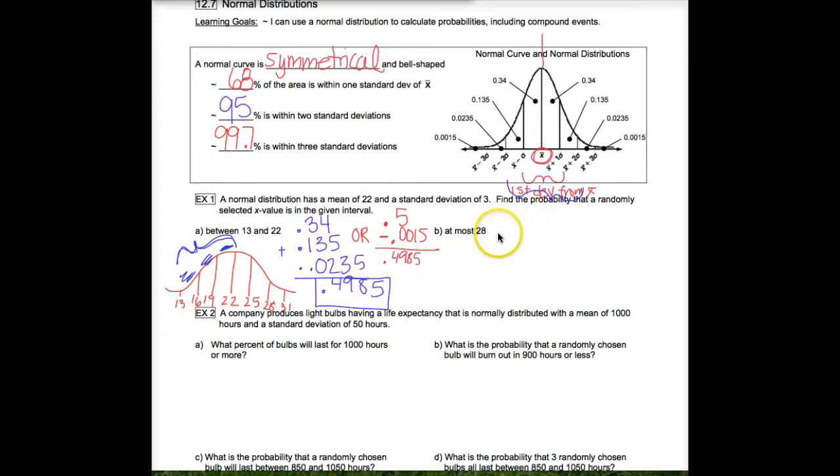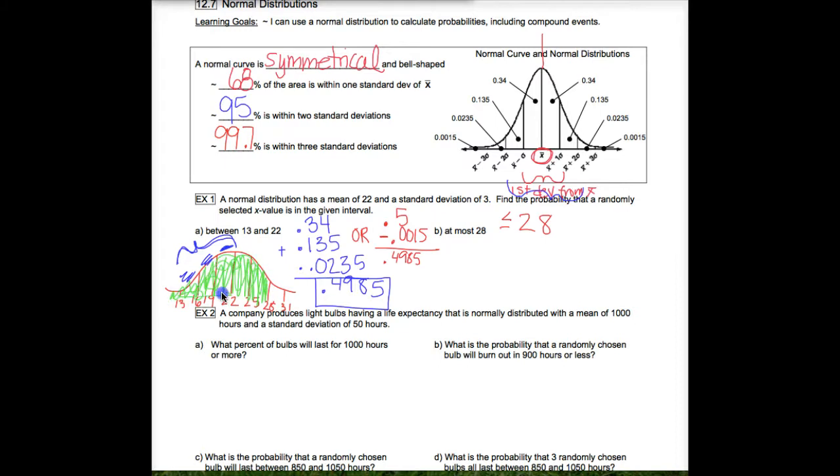Find the probability that a randomly selected x value is at most 28. Well, we better know what at most means before we try to solve this. So at most means 28 or less. So less than or equal to. So again, at most, and I can go ahead and color on this, means it's going to be all of this. Everything that is in green is what I'm talking about.